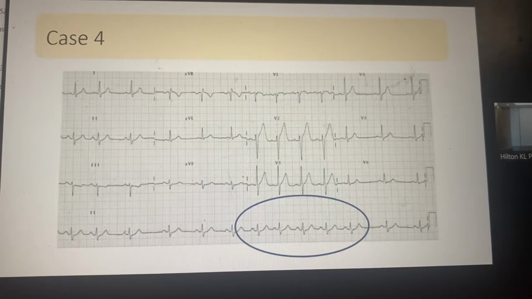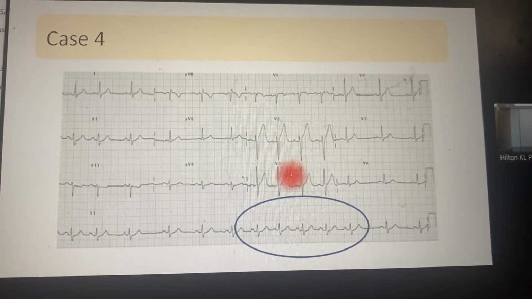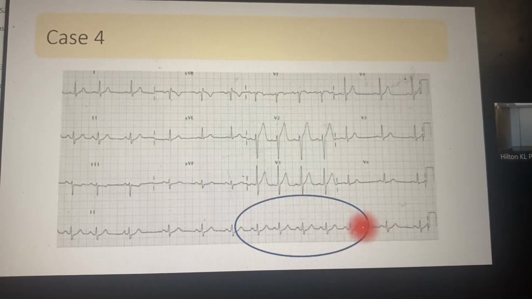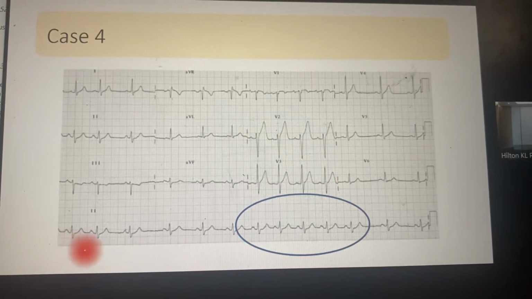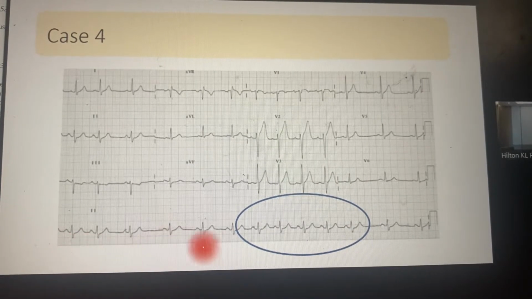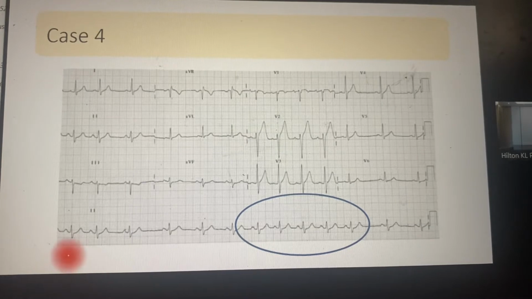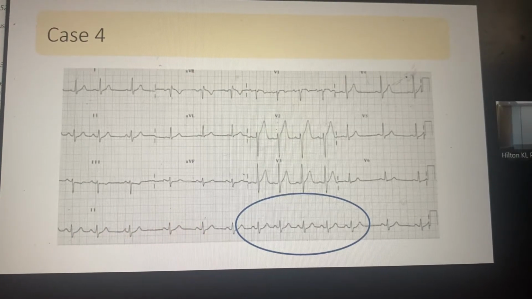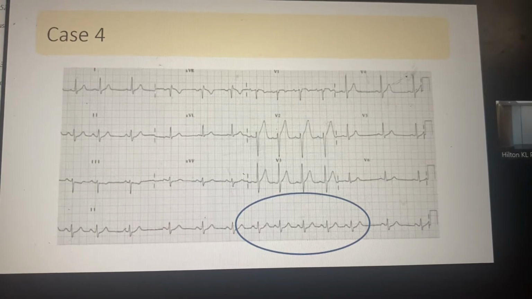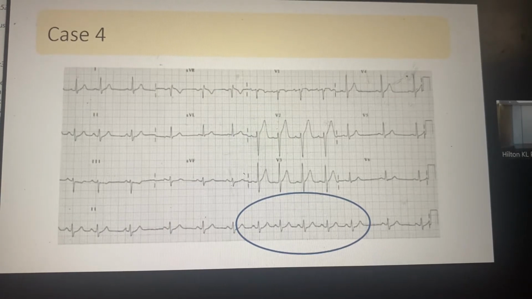So looking at case number 4, the answer is actually second degree Wenckebach type 1, because, as highlighted before, there's the hallmark of group beating. At the same time, we can see the PR remains constant. All the PR intervals remain constant, but the PP interval becomes shorter until it drops. So this is suggestive of second degree type 1 SA block.